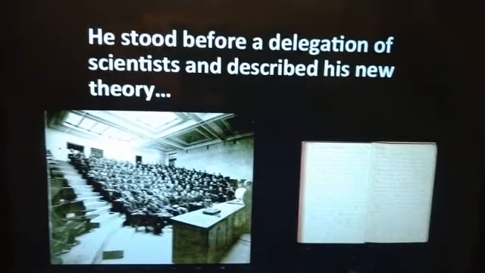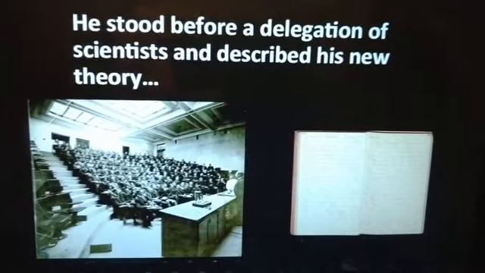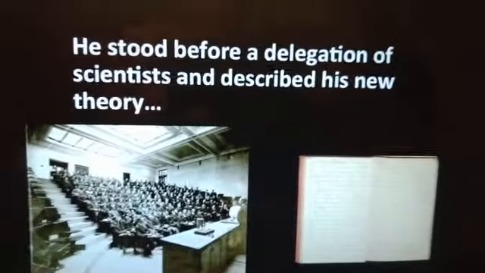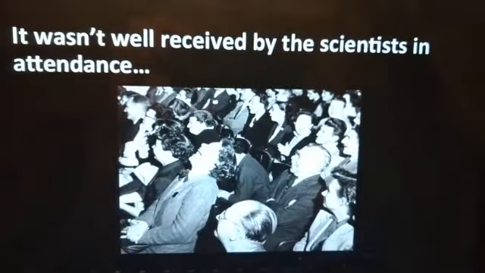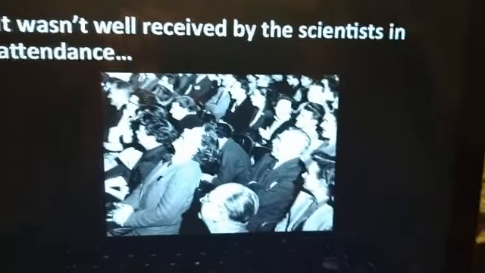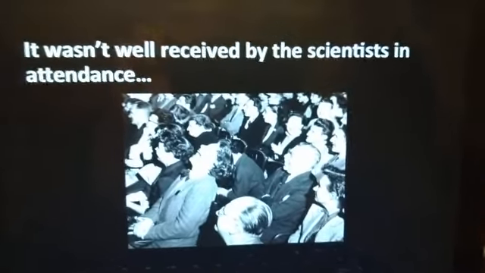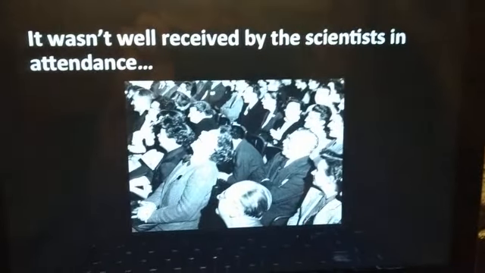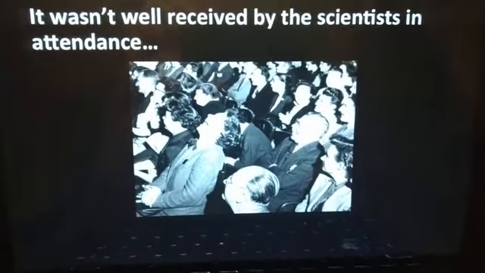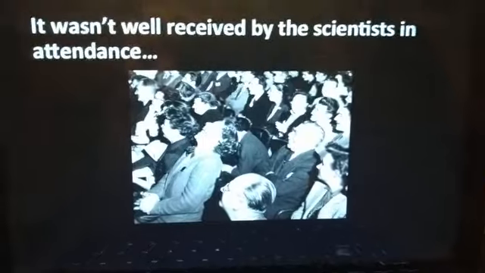In 1912, Wegener stood before a delegation of scientists and described his new theory. He was reading from his notes there. At first, they listened closely, but at some point, they all started laughing. His ideas weren't well received by the scientists in attendance, and you can probably imagine why. If you're going to give a scientific idea to a group of scientists, you better have your ducks in a row and all your facts ready, because otherwise they're not going to believe you.